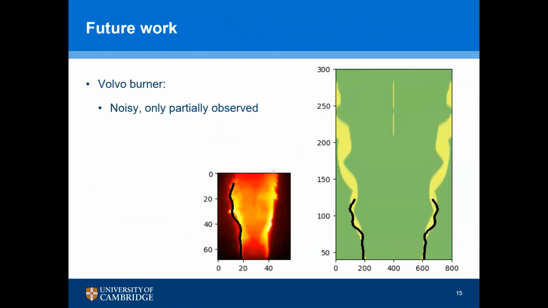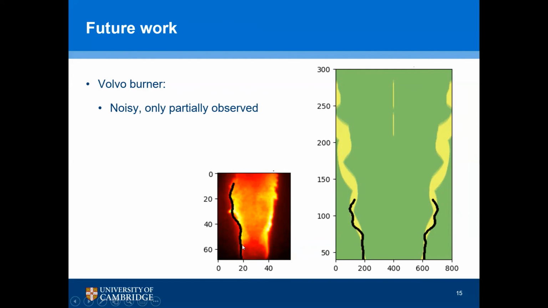Our future work will consider different burner geometries. For example, the Volvo burner, which is a V-shaped flame stabilized on a notch, which is also only partially observed. We don't see the whole flame length, we only see a section of it. And it's far noisier than our original Bunsen flame data.